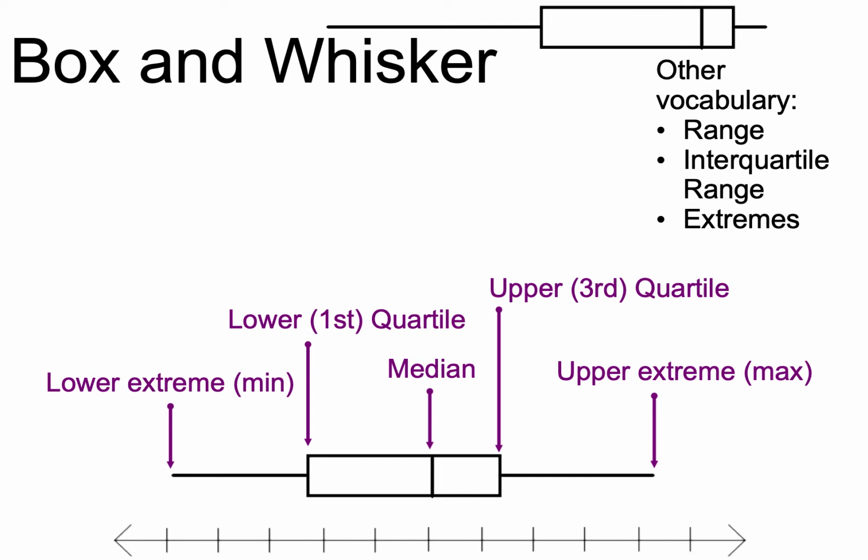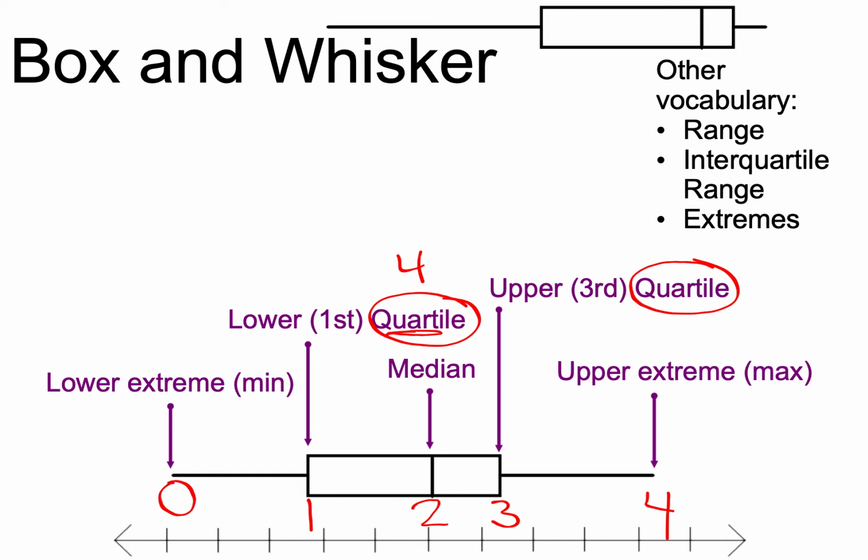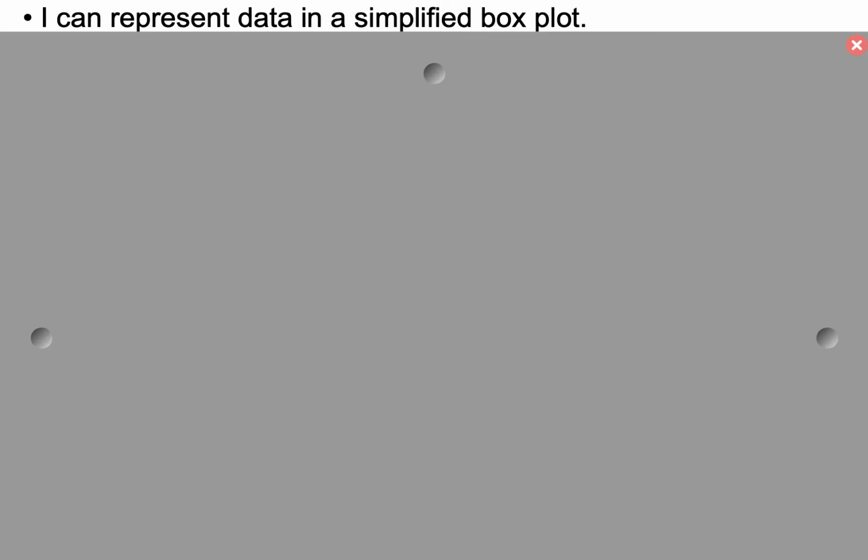Now the word quartile means that something is being cut into four pieces. So the minimum would be the 0th quartile. The lower quartile is the first quartile. The median could also be called the second quartile. The upper quartile is the third quartile, and the maximum would be the fourth quartile.